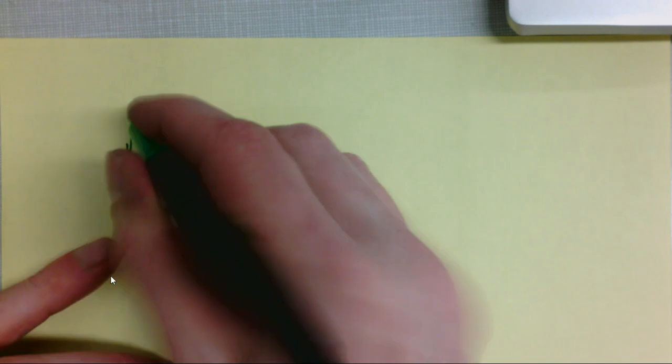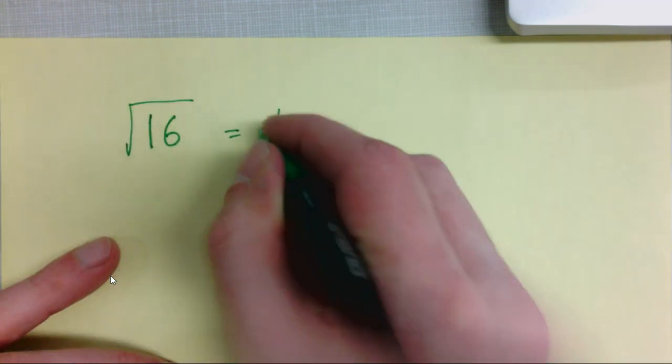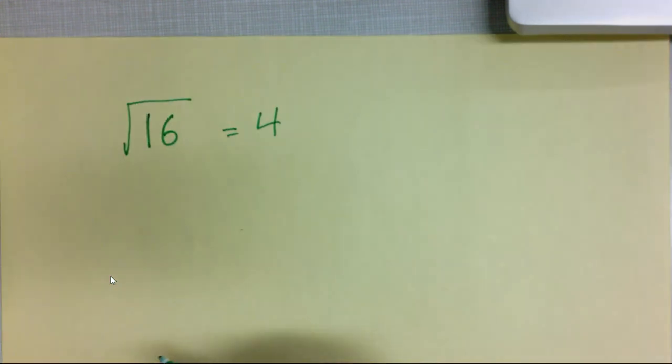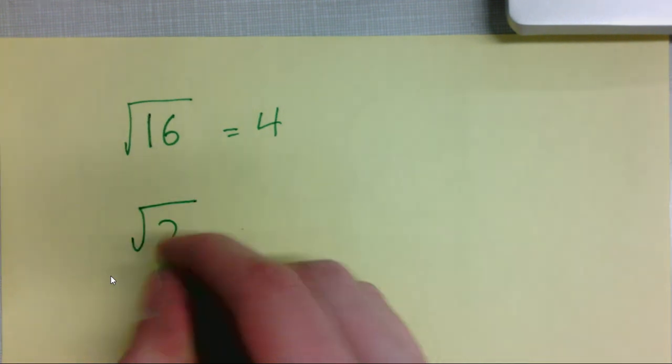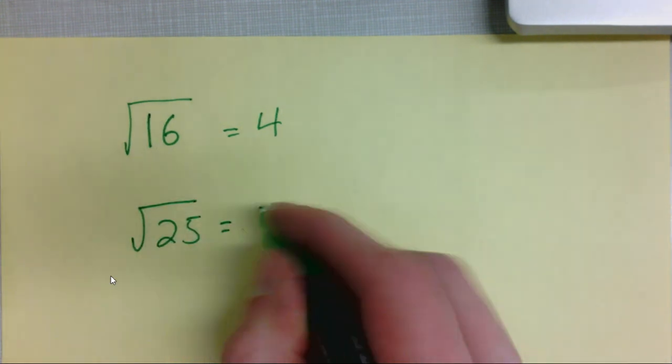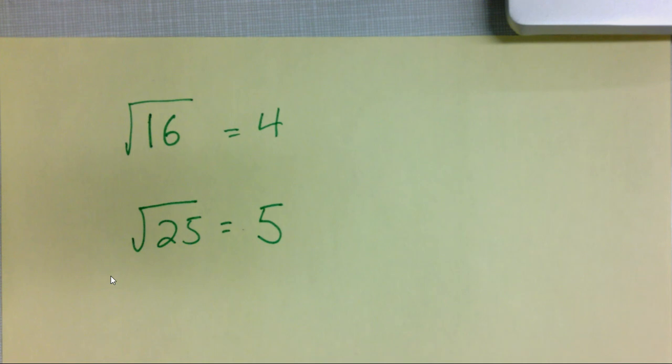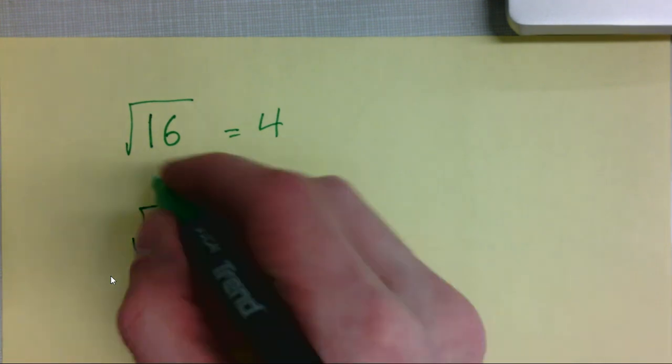A perfect square is a whole number that has a whole number square root. So the square root of 16 is 4, therefore 16 is a perfect square. The square root of 25 is 5, therefore 25 is also a perfect square. Most whole numbers are not perfect squares. So for example, 20 doesn't have a whole number square root.